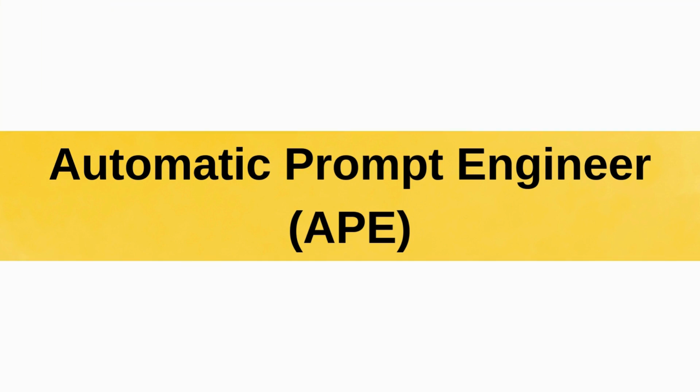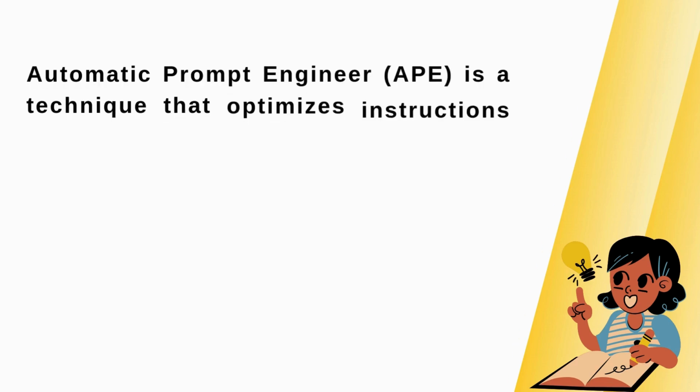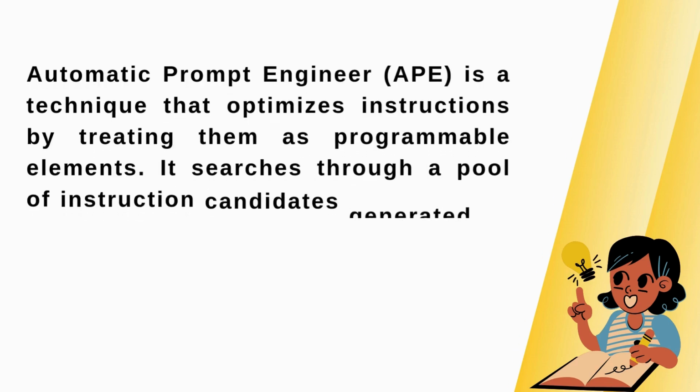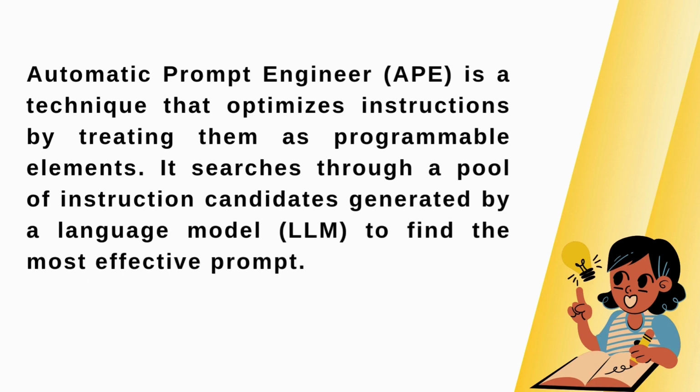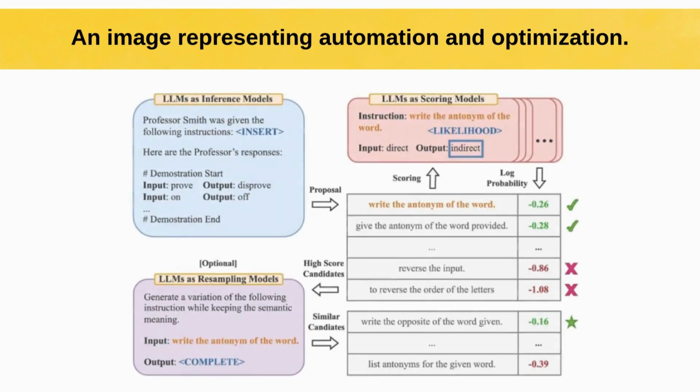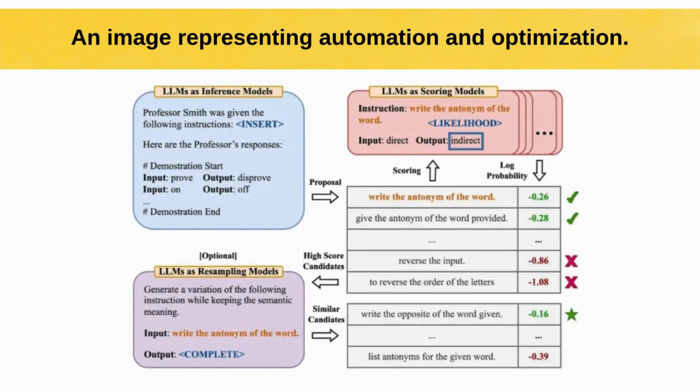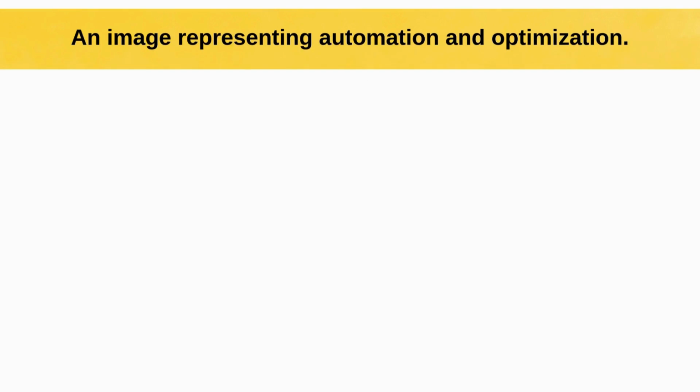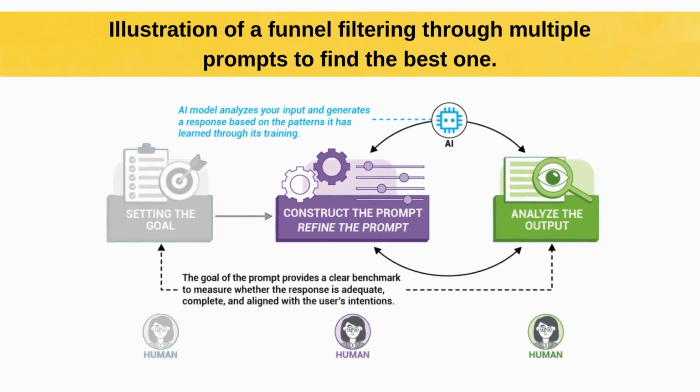Automatic Prompt Engineer, APE, is a technique that optimizes instructions by treating them as programmable elements. It searches through a pool of instruction candidates, generated by a large language model, LLM, to find the most effective prompt. Inspiration draws from classical program synthesis and human prompt engineering, and it utilizes principles from program synthesis to automate prompt generation.